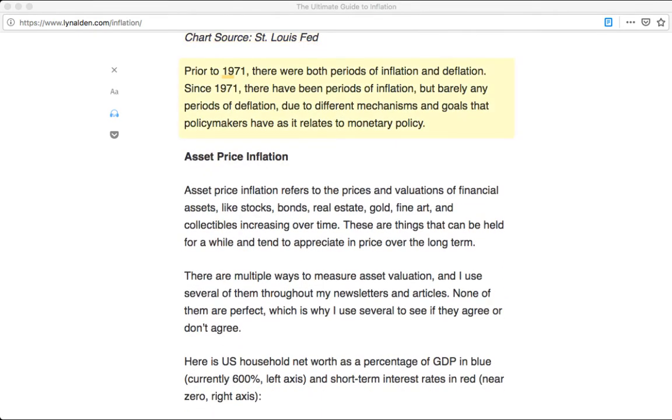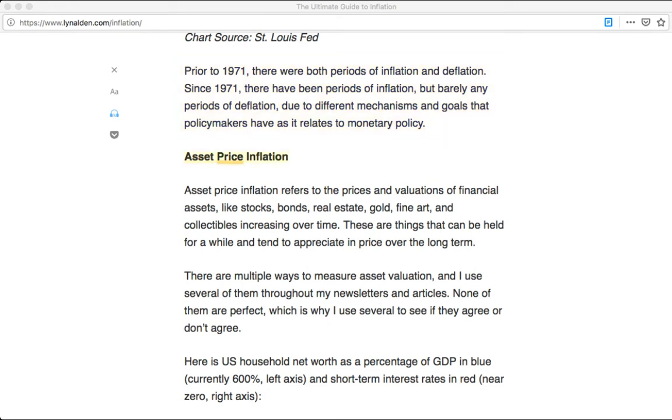Prior to 1971, there were both periods of inflation and deflation. Since 1971, there have been periods of inflation, but barely any periods of deflation, due to different mechanisms and goals that policymakers have as it relates to monetary policy.